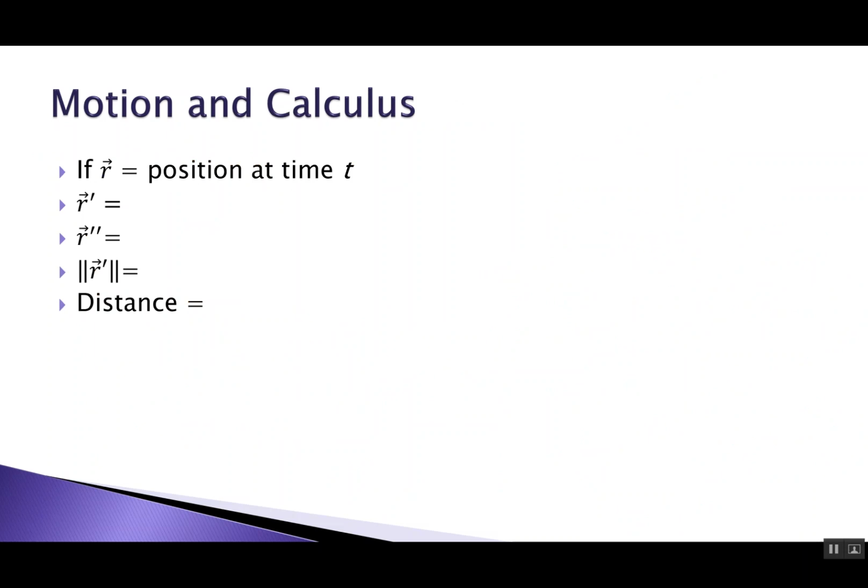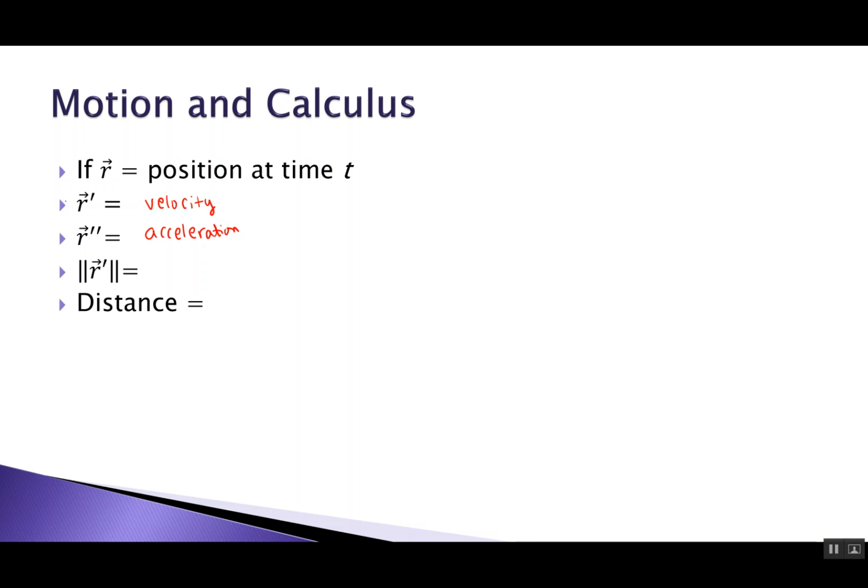Okay, what does this have to do with calculus? Well, if our vector valued function is a position, then the derivative will give me the velocity, and the derivative will be a vector. I'll show you how to do this in a second. The second derivative gives us acceleration, just like in Calc 1. And that will be a vector.